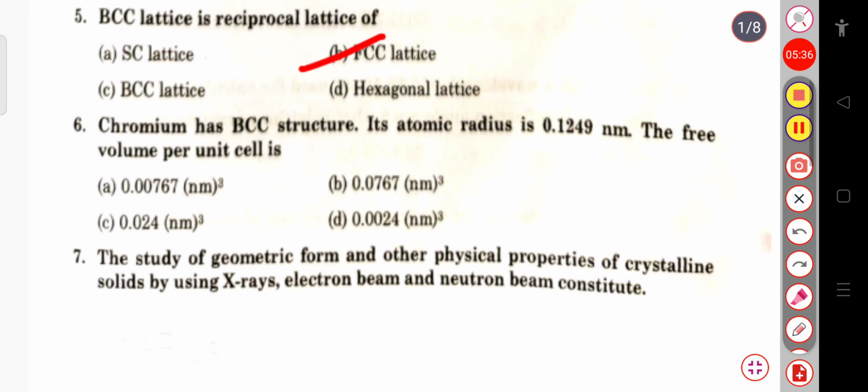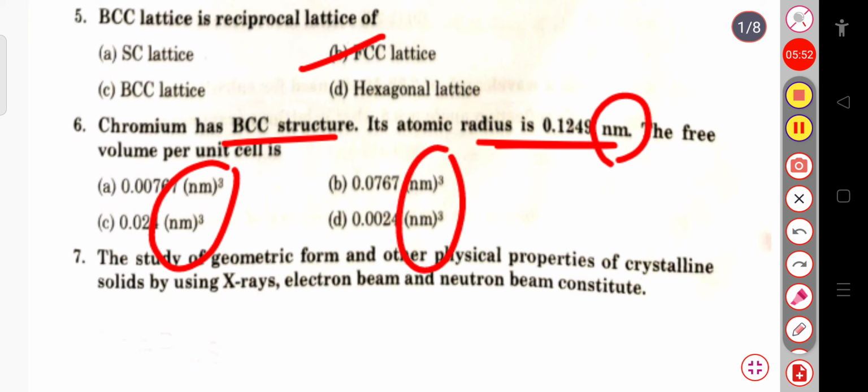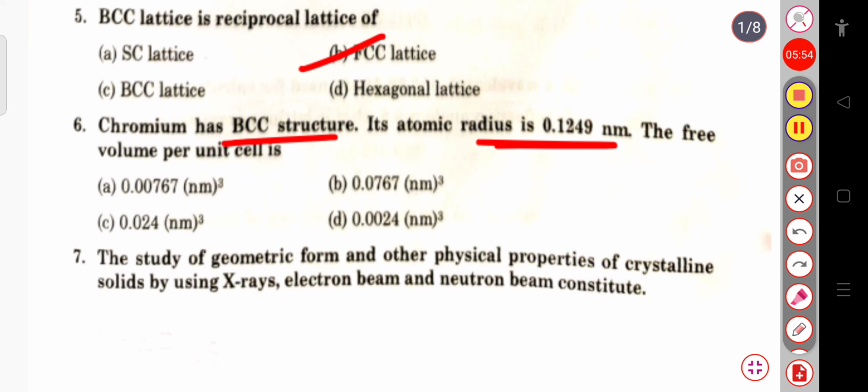The next question is, chromium has a BCC structure. It is already given. This is your BCC structure, and its atomic radius is given as 0.1249 nanometer. So when you see the unit is in nanometer, just check the option. This is also in nanometer, and it has been asked to find the free volume per unit cell. You have to calculate the volume per unit cell. Just try to solve it on your own. Okay, so we will see the next question.